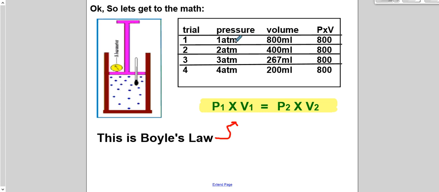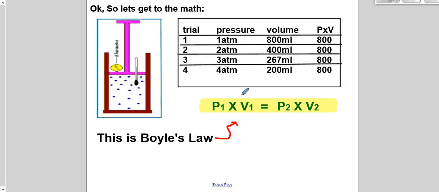So if I multiply these together, I get a total of 800. If I double the pressure, I put twice as much pressure down on the plunger, the volume reduces by half. Again, their product is 800. If I put 3 times as much pressure, 3 atmospheres, I have 1/3 the volume. 4 times as much, 1/4 the volume. No matter how I look at it, the product of pressure and volume is a constant.